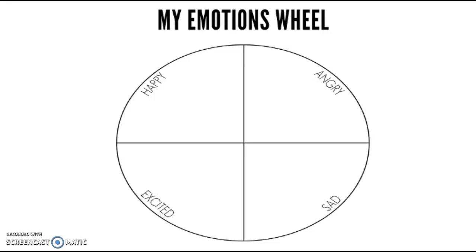Hi friends, here is a good tool that you can use when you are dealing with emotions. It's called My Emotions Wheel. Right here you can draw a picture of a smile that represents happy, or you can put an angry face under the word angry. On sad you can draw a sad face, and on excited you can draw your excited face. There's the simple emotional wheel.